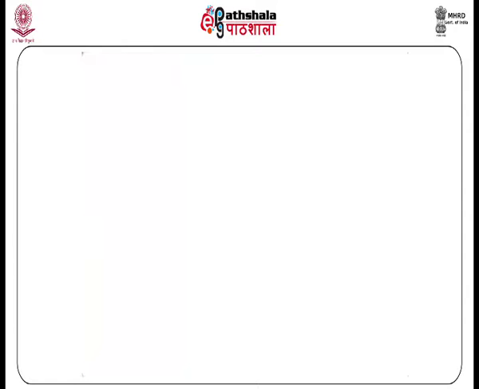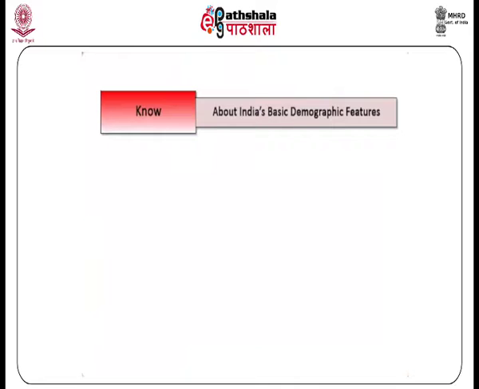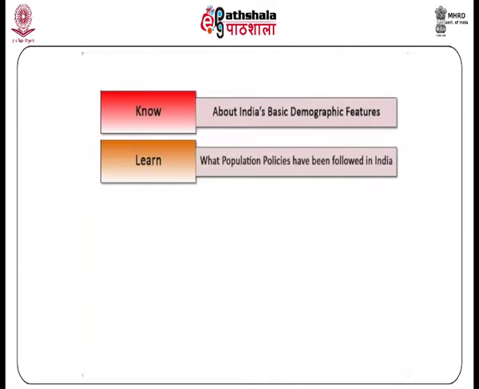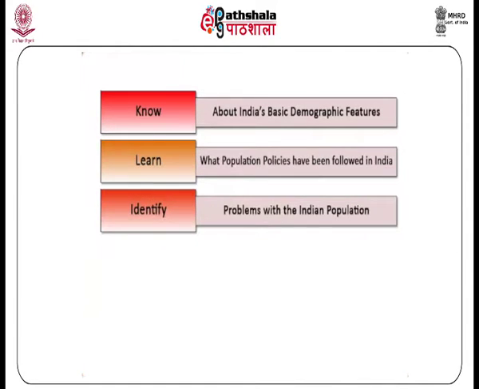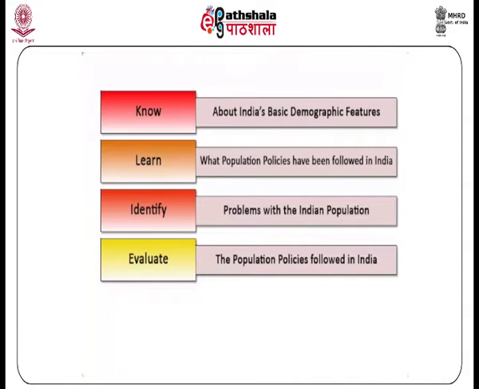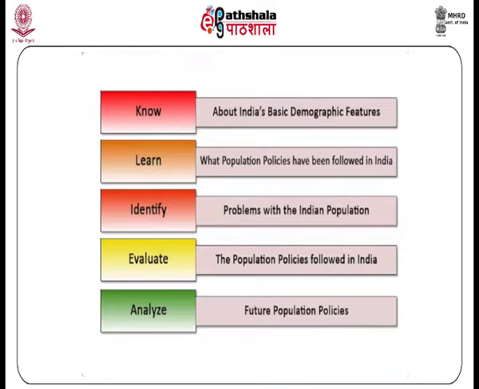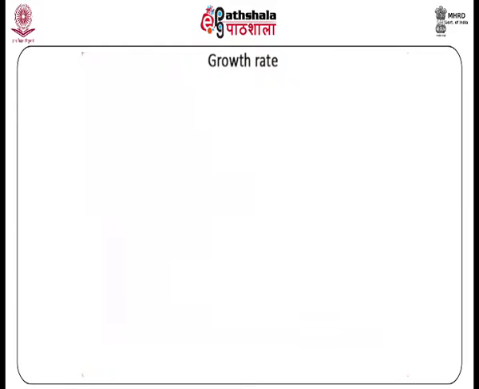After studying this module, you shall be able to know about India's basic demographic features, learn what population policies have been followed in India, identify problems with the Indian population, evaluate the population policies followed in India, and analyze future population policies. Let's start with the first feature of India, that is in terms of growth rate.